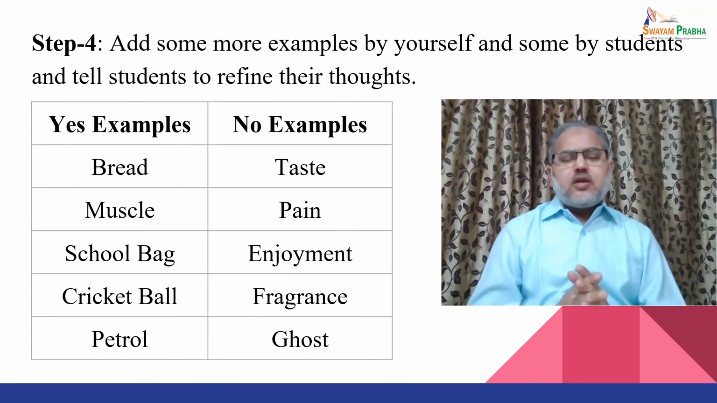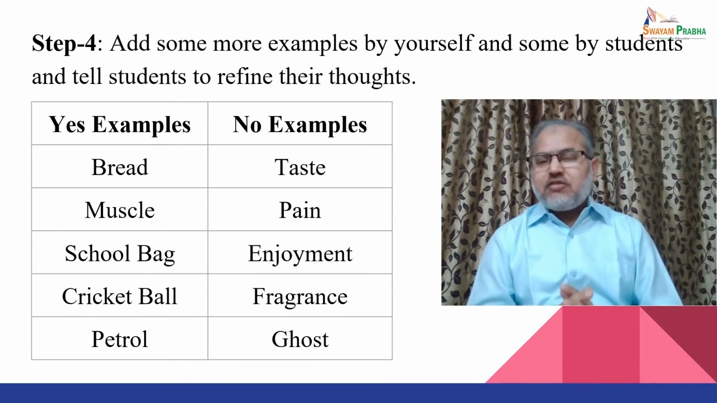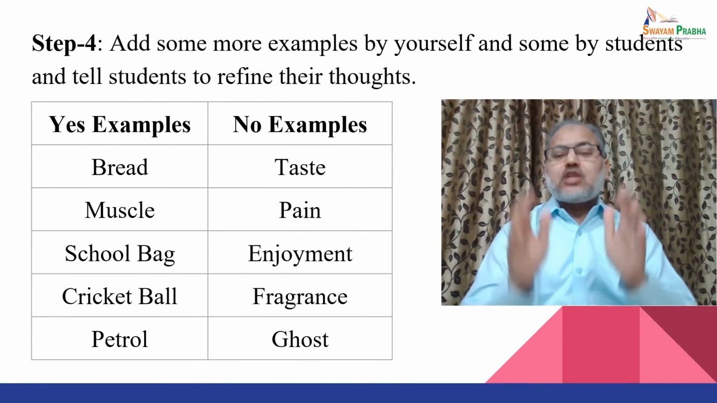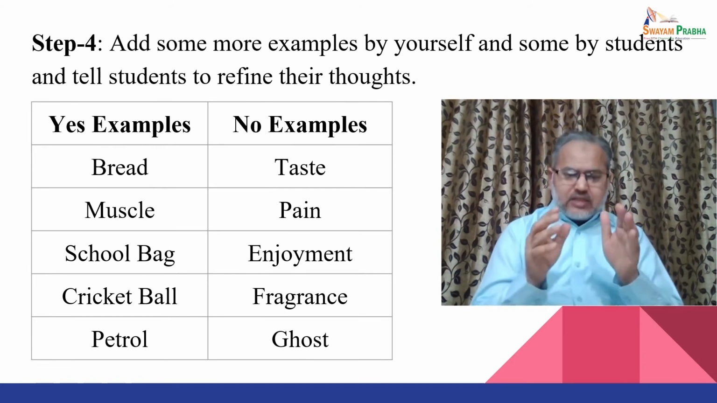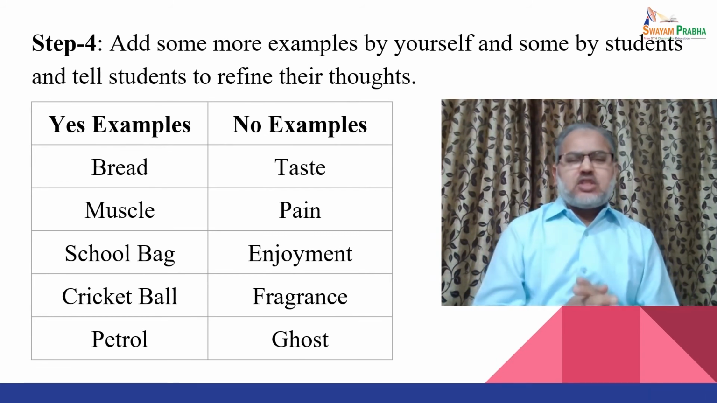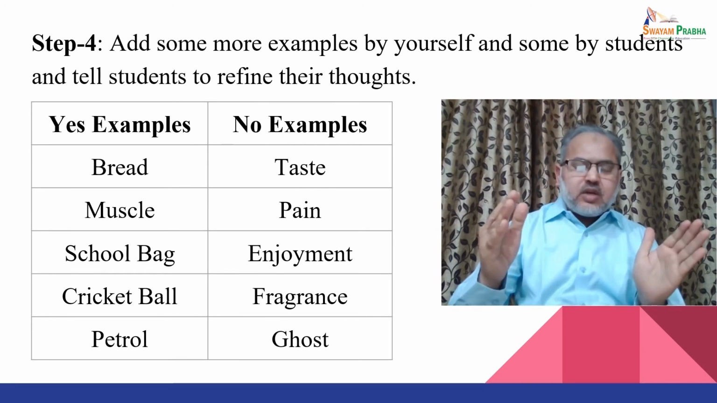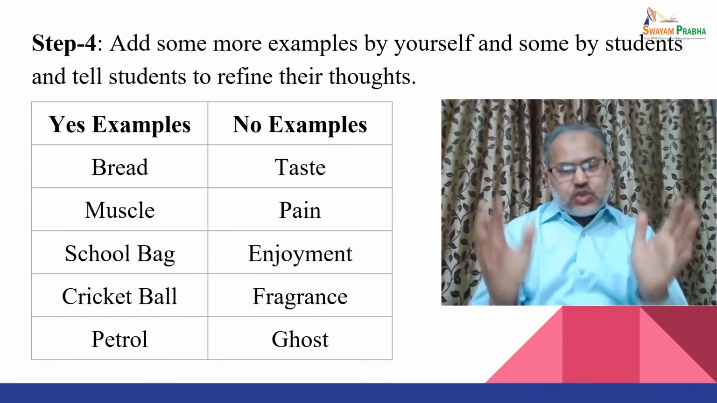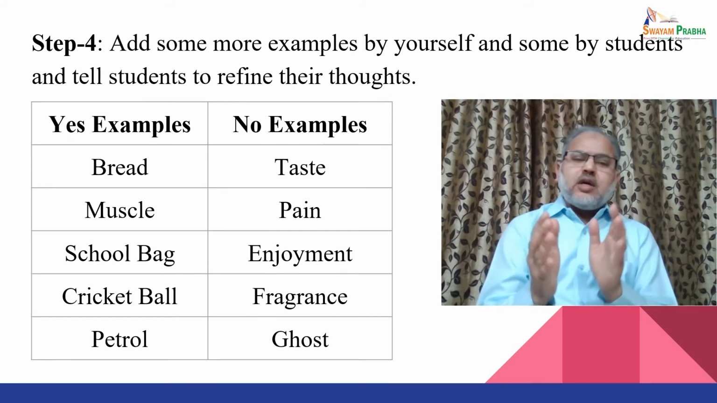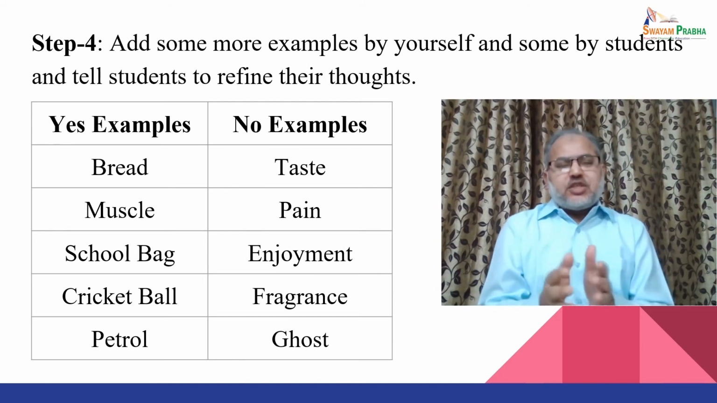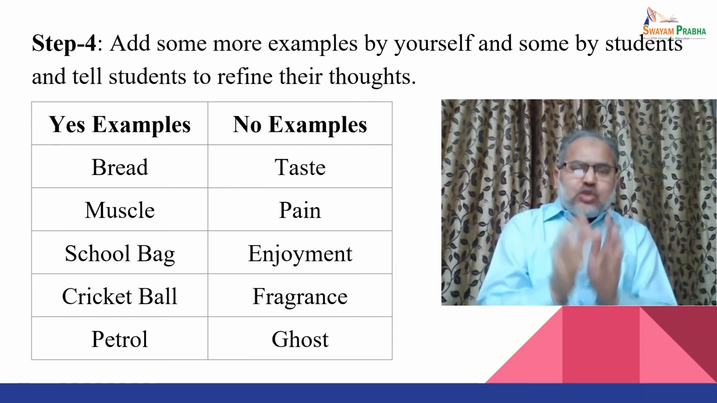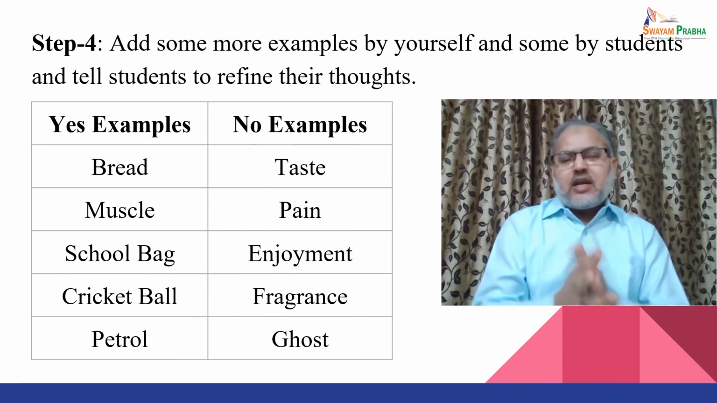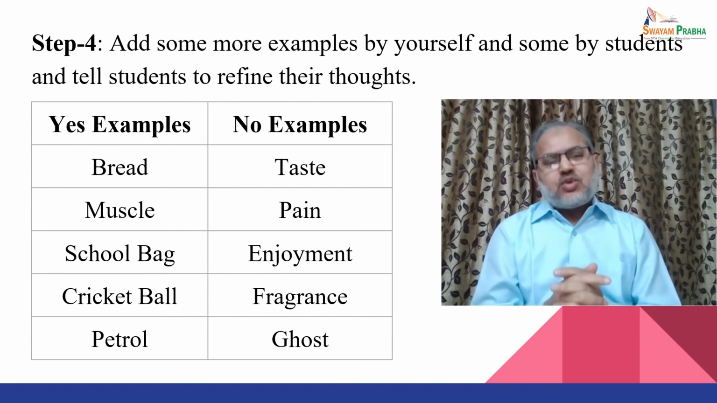At step 4, add some more examples by yourself and some by students, and tell students to refine their thoughts. At this step of the concept attainment model, try to integrate step 3 and step 4. What students have already understood at step 3, you can also evaluate at this stage. If students are able to give some examples on their own, you will come to know that yes, students are understanding.